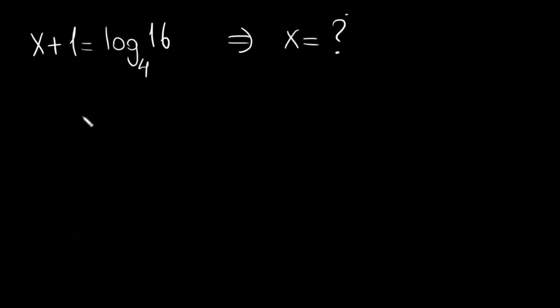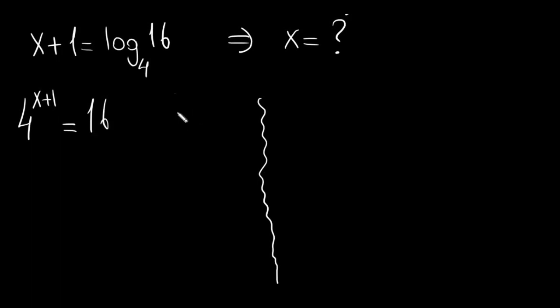Okay, so in this case, as you can see, x plus 1 is equal to log base 4 of 16. I'm going to be using 2 ways of solution for this example, okay? So here, the first one, we can write 4 to the power of x plus 1 is equal to 16. And so I know that 16 is 4 to the power of 2. I know that 4 to the power of 2 is equal to 16. So x plus 1 must be 2 in this case, okay?